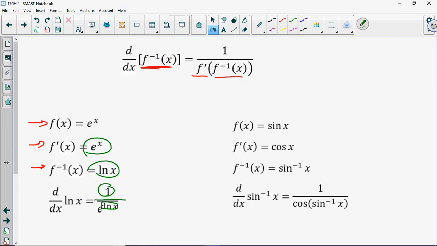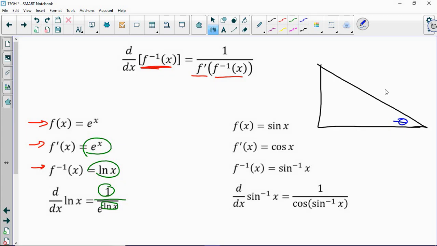Here's a slightly tougher one. Our original function is sine, our derivative is cosine, our inverse is inverse sine, and we want to know what is the derivative of inverse sine. So we're going to get 1 over the derivative, which is cosine, evaluated at the inverse. So it's cosine of inverse sine of x. Now that's not immediately obvious how they cancel out.